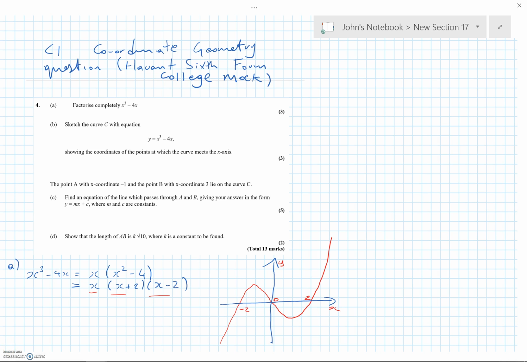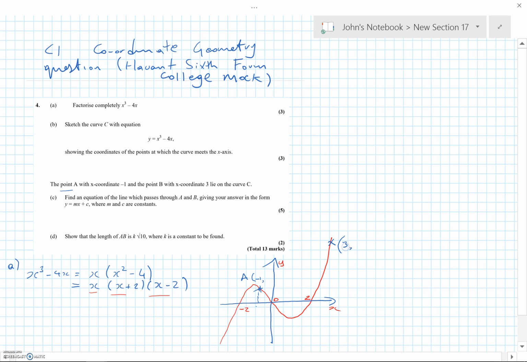Now parts C and D are going to take a little bit more work. It says that point A has x coordinate minus 1. So we're looking for the point with x coordinate minus 1. And this one has x coordinate of 3, up here, clearly not to scale. Doesn't matter, sometimes we can have a picture of what's going on. We're giving the answer in the form y equals mx plus c.